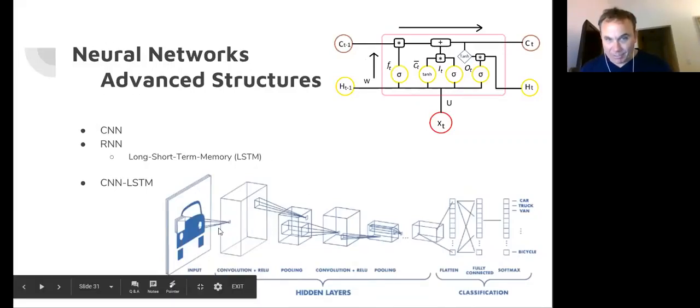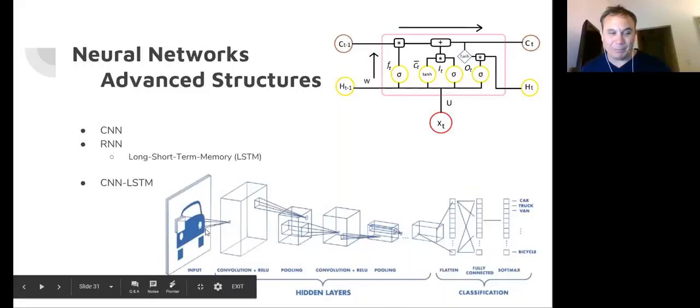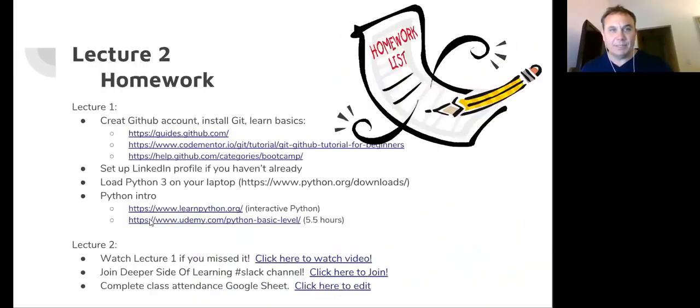CNNs, convolutional neural networks. Here's a picture of one, which is fascinating. It's great for visual tasks, but people are starting to apply them in many other ways. And this is all very recent that this stuff got very popular. It came about around 2005. This one tells you whether the picture is a car, truck, van, or bicycle. And here are all the different types of layers, which we'll go into. Very, very fascinating stuff.